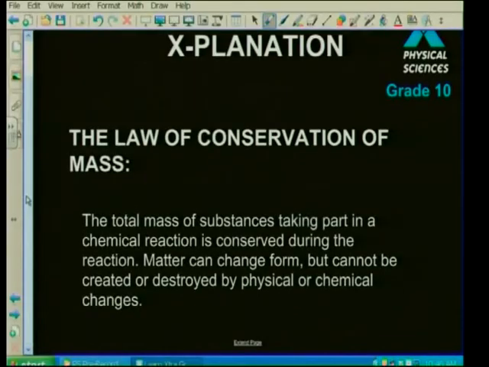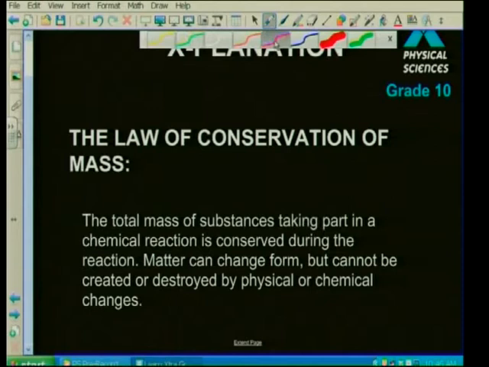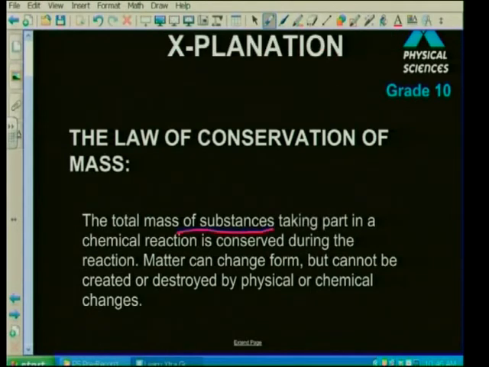is as follows. We say that the total mass of substances taking part in either chemical or physical reactions is conserved during the reaction. Matter changes form, but can't be created or destroyed by physical or chemical changes. So that's really important. We can't suddenly be making new elements or somehow adding to the container. Things don't come from nothing, and we can't take matter and destroy it. It will always form either a new substance or it will form the same substance that it was originally.